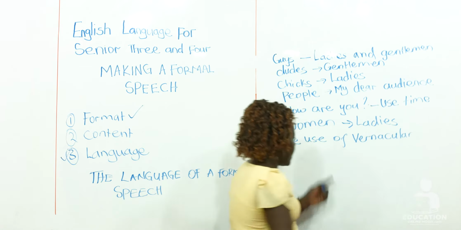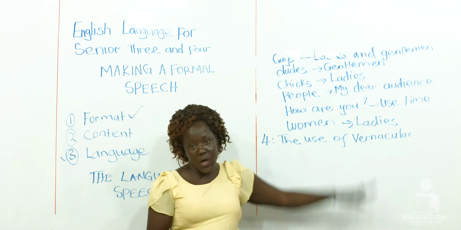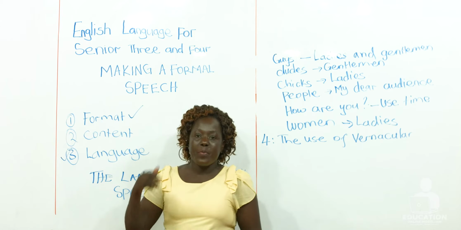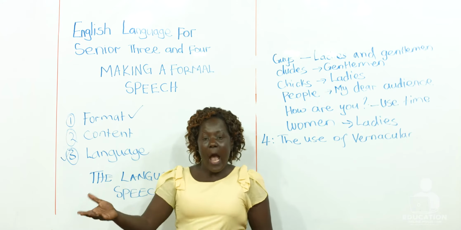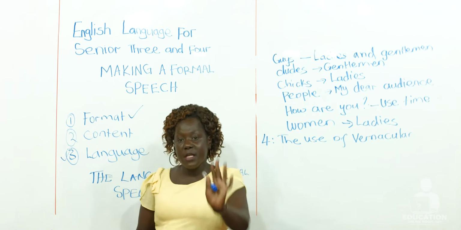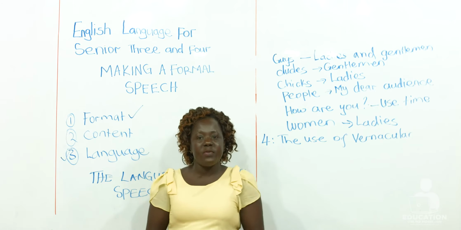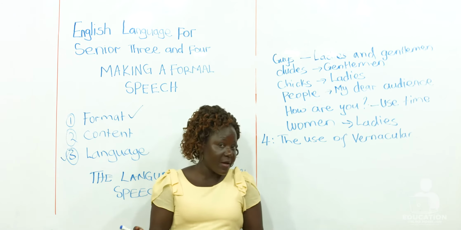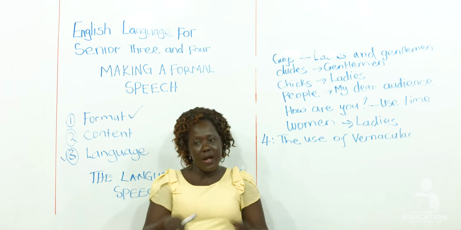V-E-R-N-A-C-U-L-A. Vernacular. This one is the use of the local language. You remember previously we were looking at how to record a formal minute, and I warned you that using vernacular is a crime in English language. If at all you're writing in English, maintain that. If you're writing in another language like Arabic, maintain that. Don't bring a foreign word into your writing.